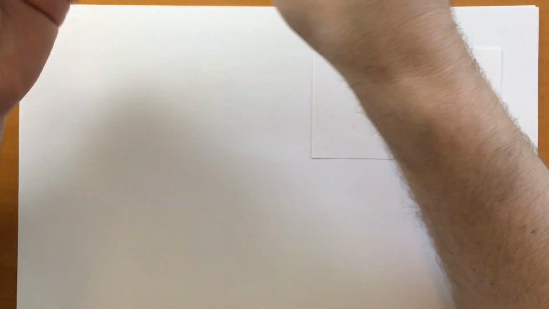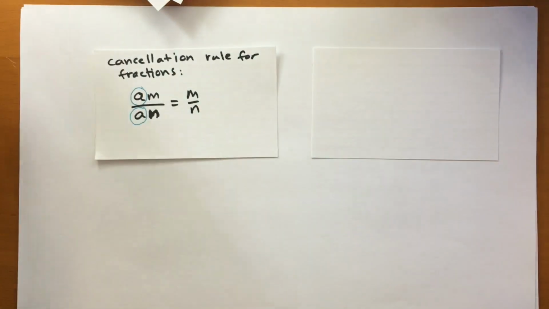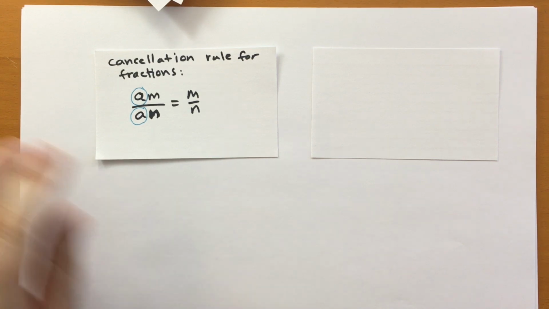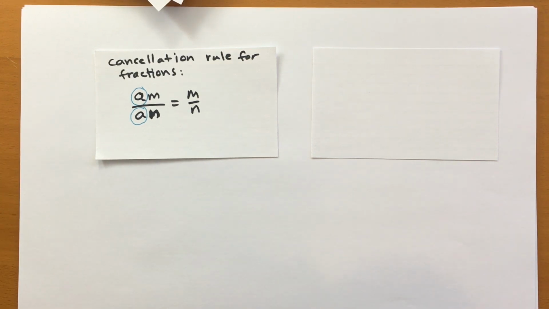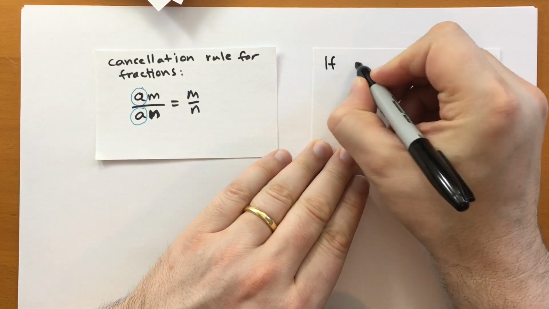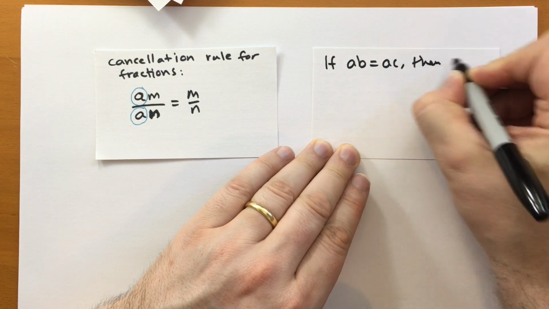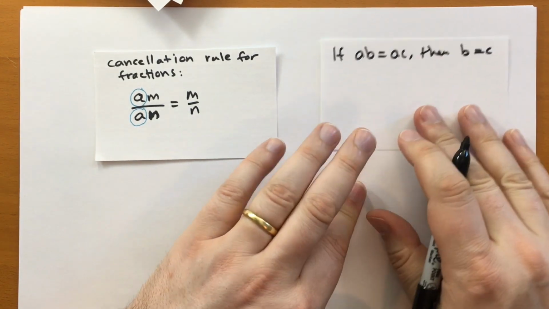So we already have the cancellation rule. Can we reuse that just with rationals? Let me try to find it really quick. Okay, so it's something like that. It says that you can cancel. He starts off differently. He says if AB equals AC, then B equals C. Let's prove that.